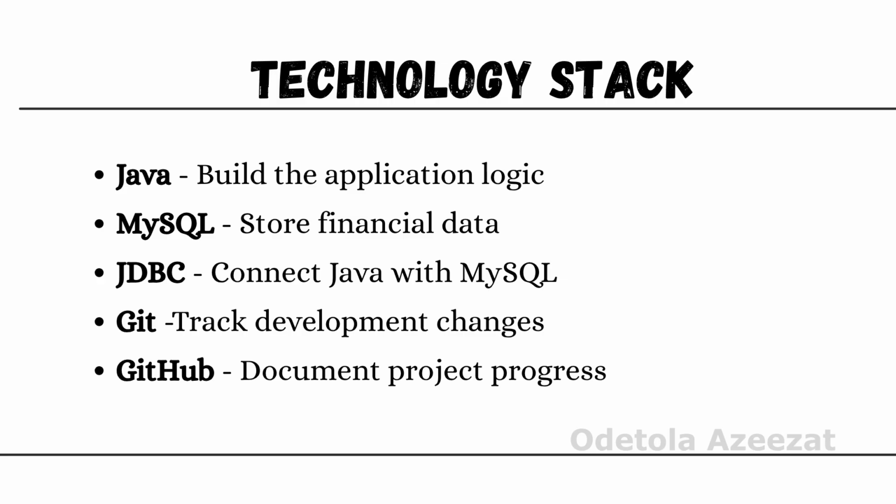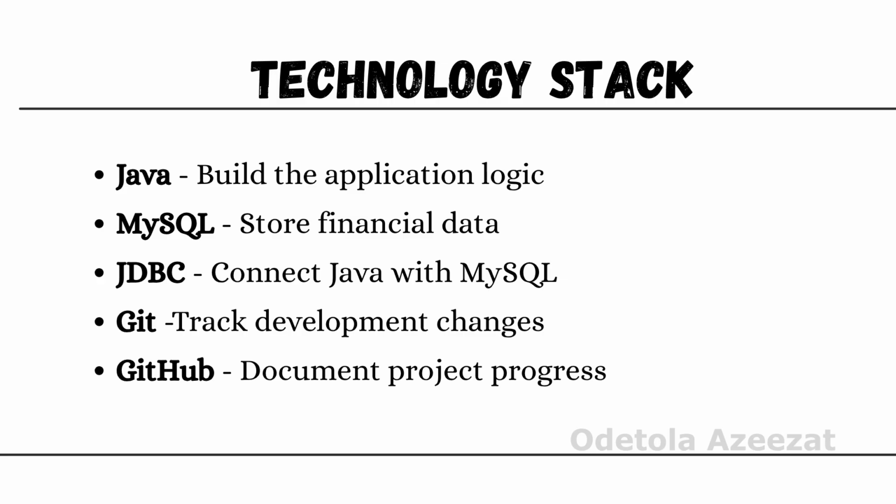Since Java and MySQL need a way to communicate with each other, I'll be using JDBC, which stands for Java Database Connectivity. Basically, JDBC acts as a bridge between the application and the database. It allows the application to send in SQL queries, retrieve information, and store user data efficiently. I will also be using Git for version control, which allows me to keep track of every change I make throughout the development process. Finally, I will use GitHub to store the project online, document my progress, and showcase my work as I continue building the application.